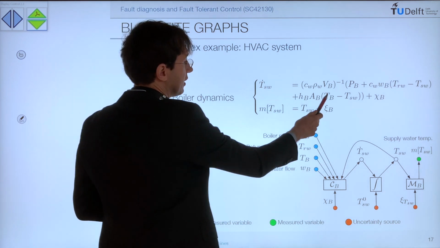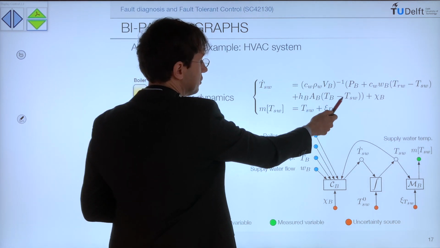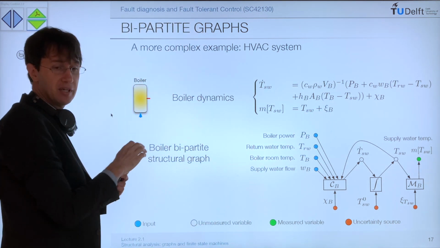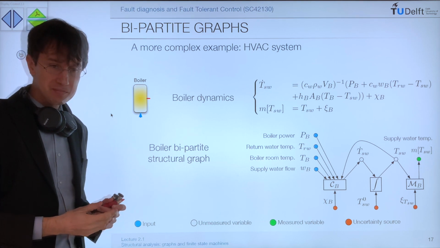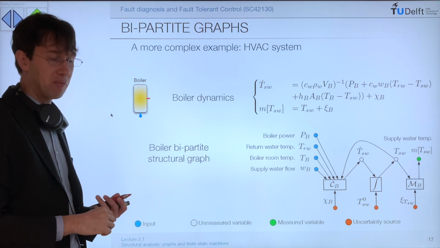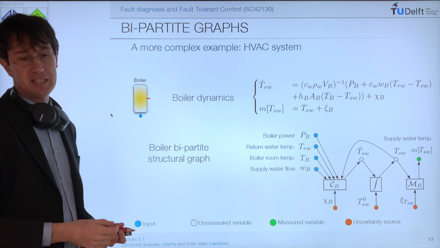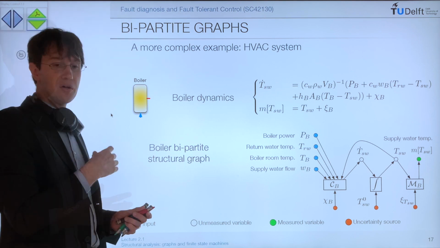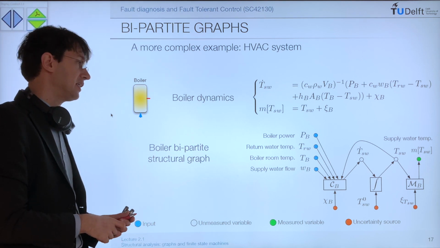And then you have also another thermal loss that is due to the fact that the boiler itself is placed inside a room that is colder than the supply water itself. So some of the heat of the supply water is lost to the environment where the boiler is present.